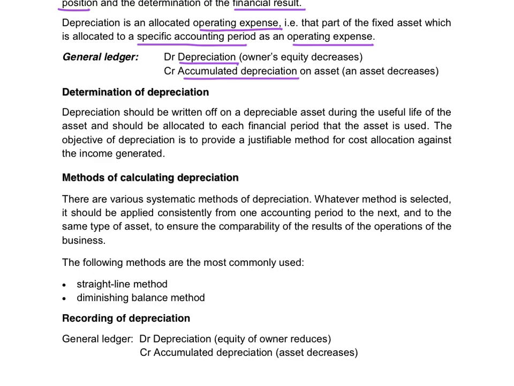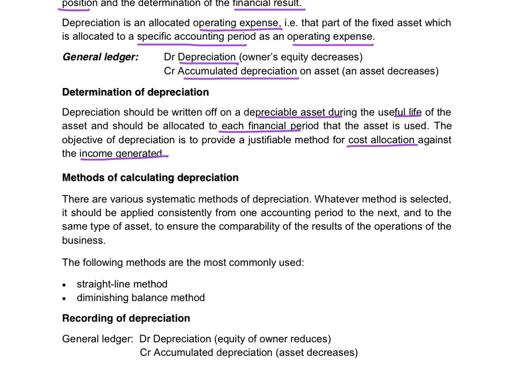Depreciation should be written off on the depreciable asset during the useful life of the asset and should be allocated to each financial period as the asset is used. So in the beginning, you will decide how long you're going to use this asset. So how much do you have to write off each year so that you will be able to write off this asset in its useful life? The objective of depreciation is to provide a justifiable method of cost allocation against the income that was generated by using these fixed assets. The methods of calculating depreciation.